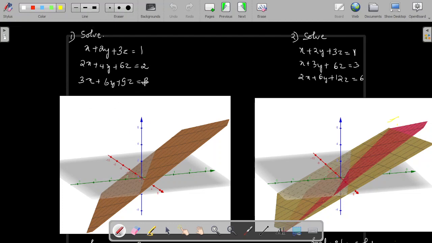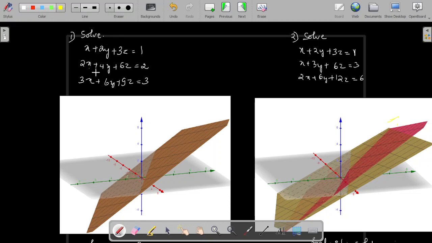So solve the equations, given 3 equations now. See, now each equation, the second equation is a multiple of first equation. Third equation is also multiple of first equation. Multiplied by 2, multiplied by 3. Means they all represent the same thing.